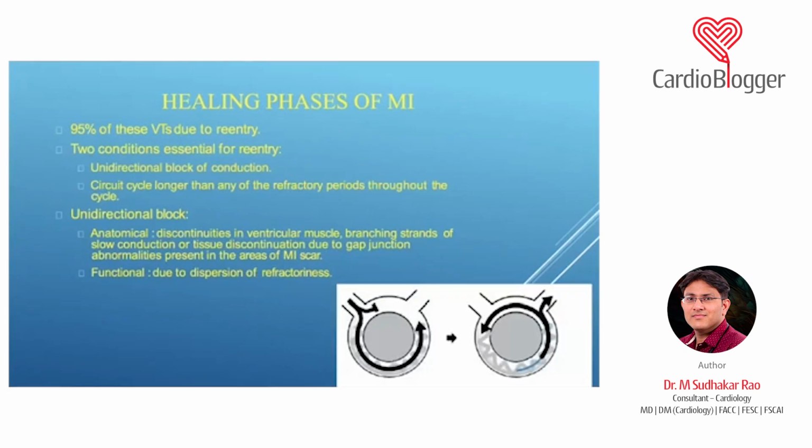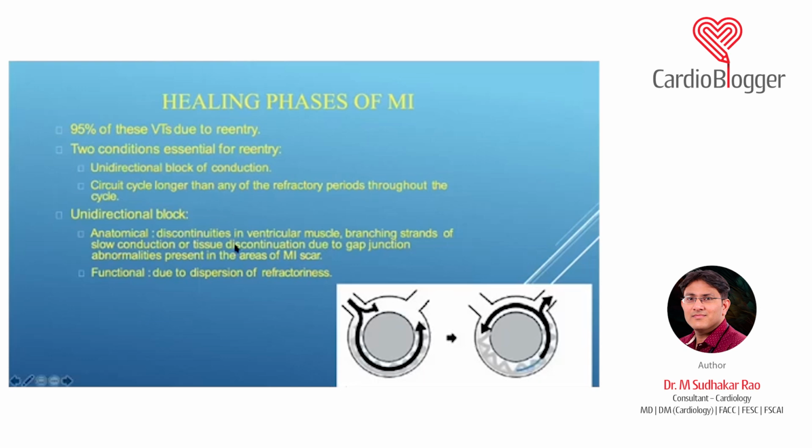Now, during the healing phase of MI, as I already discussed, it is most of the time due to re-entry, and we know for a re-entry to occur, there should be a slow pathway and there should be a fast pathway. Normally from the AV node down, it usually goes via the fast pathway, and only if one of the paths is blocked, you should have a unidirectional block in one of these pathways. So either there should be an anatomical substrate or a functional one. Functional is due to the different refractory periods of the ventricular muscle, and anatomical is the presence of scar.